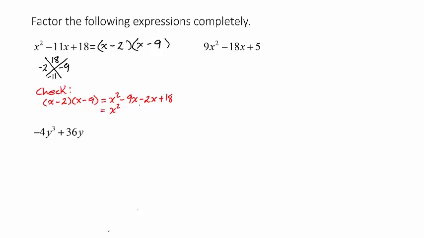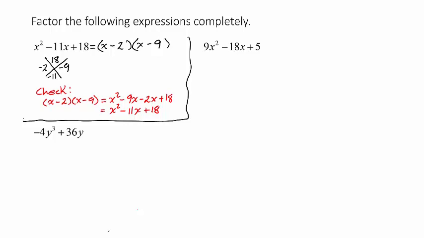In the middle, negative x minus 2x is minus 11x, right? So we end up with x squared minus 11x plus 18, which is the original statement that we started with. So now this next one, 9x squared minus 18x plus 5.